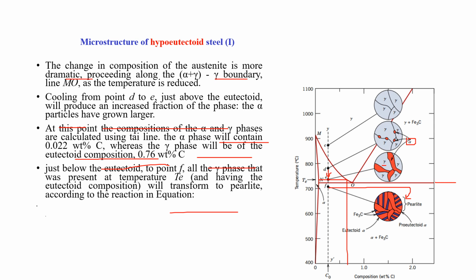The gamma was shrinking at point E. Now when it is further cooled, the gamma particles are converted to pearlite, surrounded by the small region of iron carbide and alpha eutectoid. We can see some proeutectoid alpha, which is the larger portion, and the regular lamellar structure of the eutectoid ferrite and carbide.